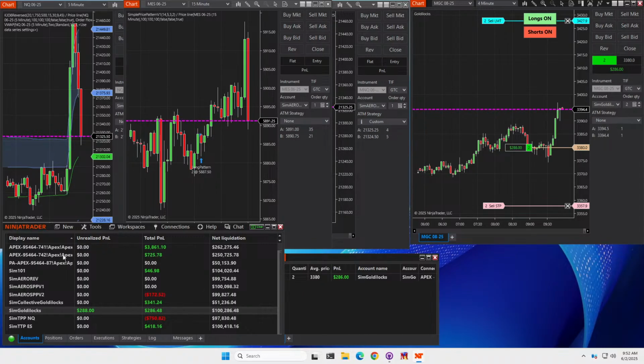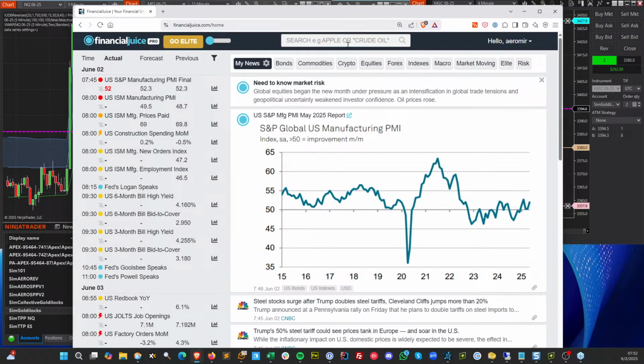All right, and just took a short NQ. So we do have, we look at Financial Juice. They've got, these times are Mountain. That's my time zone. So at 8 o'clock my time, 10 Eastern, you got ISM manufacturing. So if you're not in a trade, probably want to turn the thing off.